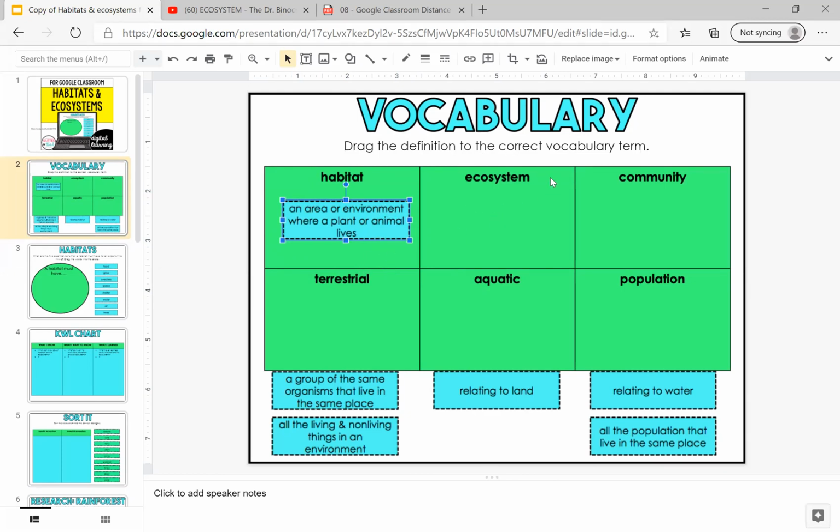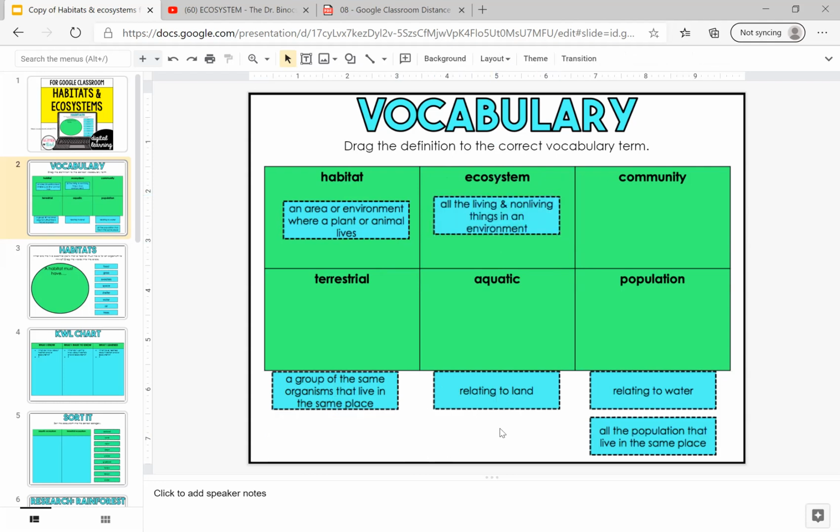Now, an ecosystem is all of the living and non-living parts. You heard that word abiotic and biotic. That means living and non-living. All the different parts in an environment.